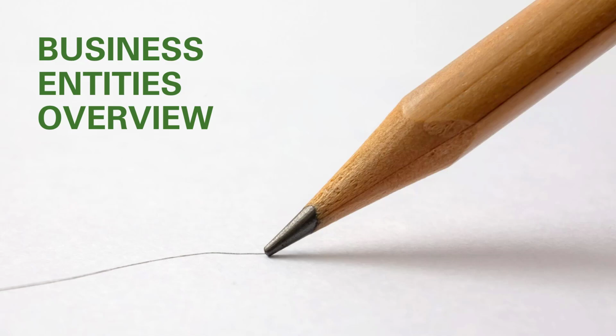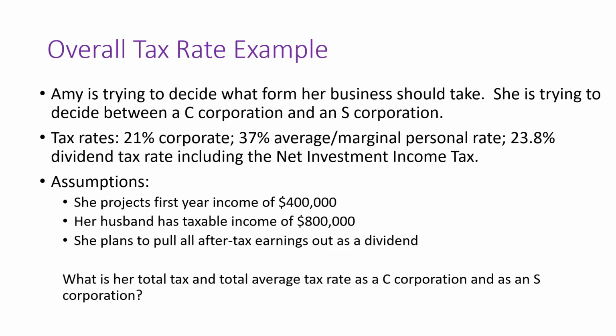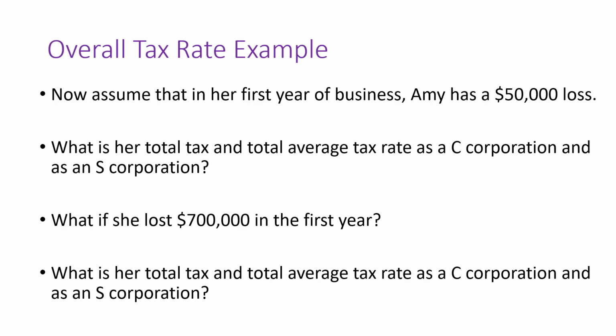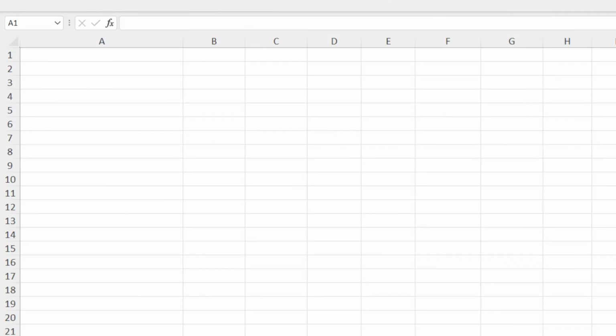Business Entities Overview. I'd like to just work through a tax rate example with you that shows you the difference between a C corporation and an S corporation. I'm not going to try to do one for a sole proprietor and an LLC and a partnership and all that other. I just want to show you a comparison of these two. We're going to do a simple comparison to begin with, and then we're going to do a couple of permutations on that. You have this in your PowerPoint slide deck, so go ahead and get it out and let's turn to Excel.